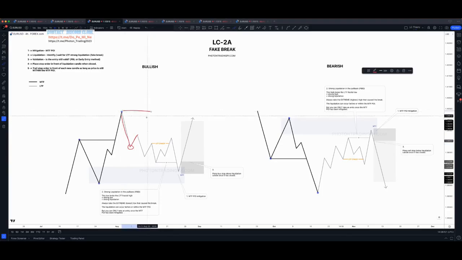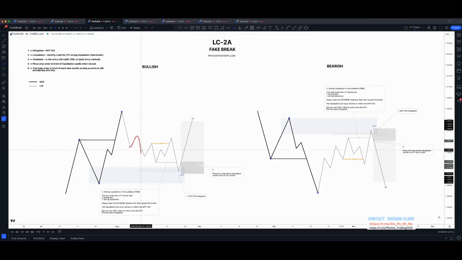It did not break any structure to the left, right? It did not break the fractal high to the left, okay? So price comes down and it takes out that low, but that's not a strong low. So that's not a strong liquidation. Price comes up, it fails to break that high to the left. It doesn't cause a bullish CHoCH. Okay, so when price comes down, that is not a strong liquidation because this is a weak low. It did not break any structure.